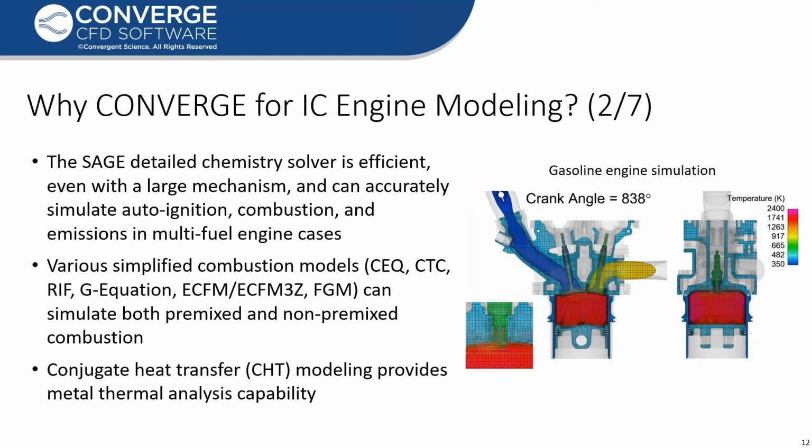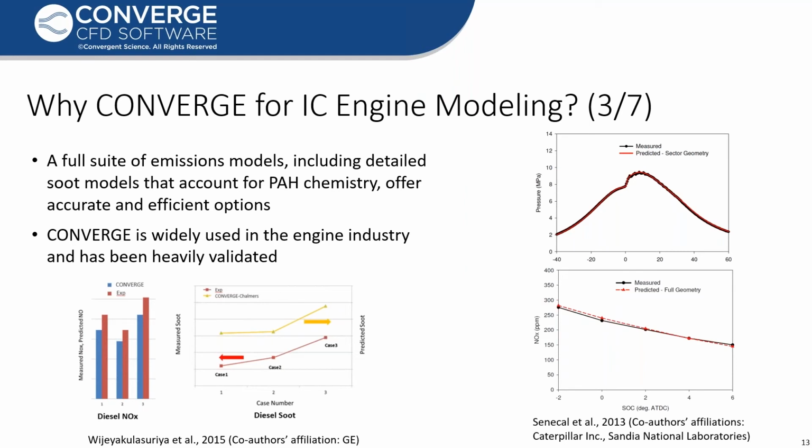And Converge has conjugate heat transfer modeling, where you can do thermal analysis, modeling your water jacket simulations, like your engine head, piston, likewise. And we offer a rich suite of emissions modeling capability as well. If you are using detailed chemistry and your emission species, the evolution, the production, and the destruction of those chemical species are in your mechanism, then it's automatically taken into account. But for some of the species, like soot, we have different models available as well.